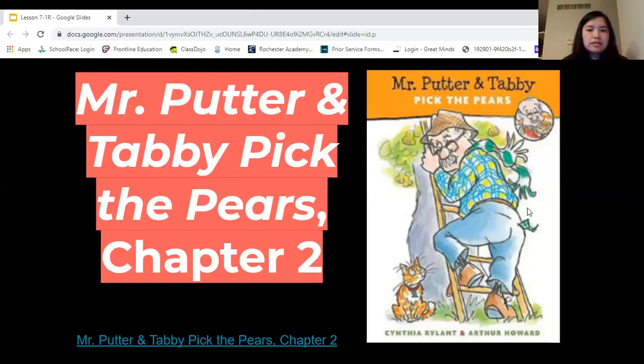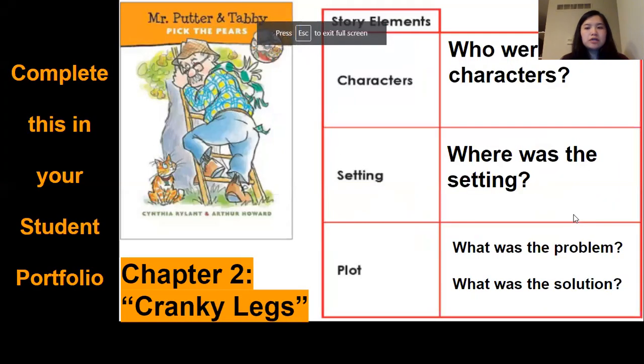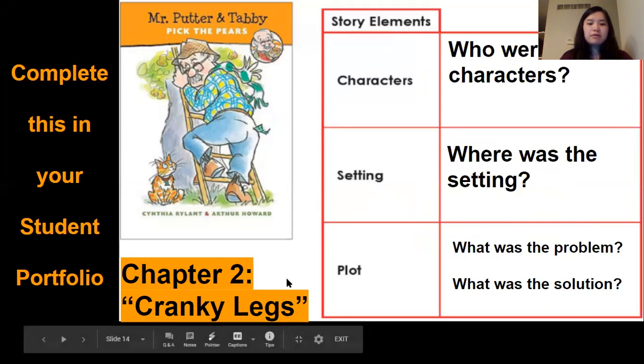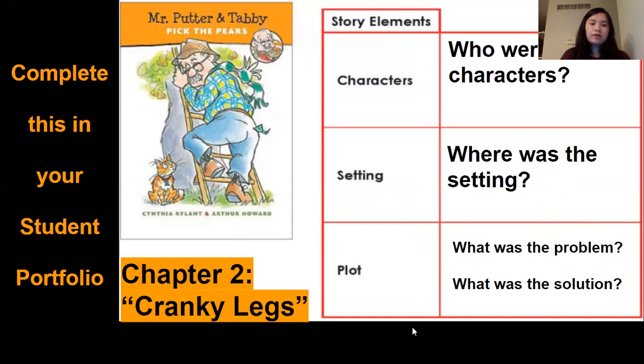All right, excellent. Take out your student binder, please, and this is what you're going to focus on for your assignment. So for here, what you are responsible for doing is the following task. Complete this in your student portfolio or in your student binder, depending on how your teacher has it set up for you. You're going to identify the story elements. Who were the characters? Where was the setting? What was the problem? What was the solution? Go ahead.